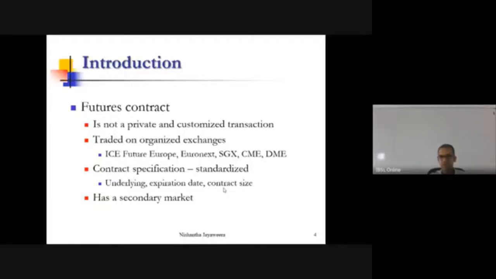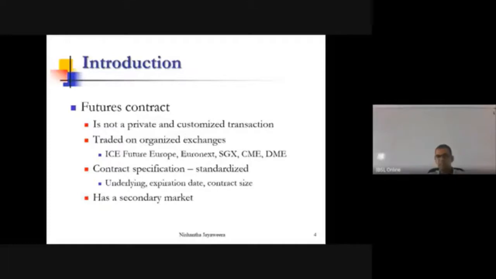If you want to buy gold, the futures contract may be specified in terms of troy ounces, 1,000 troy ounces per contract. If you take oil, 1,000 barrels of oil. So the size of one contract is 1,000 barrels of oil. Expiration date, when that contract expires, when you should deliver those things, is specified by the exchange. You cannot decide.